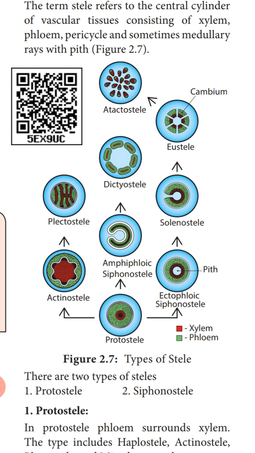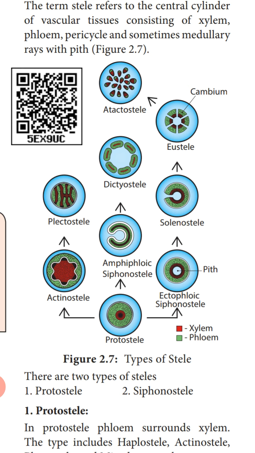So here in the center pith is present. Surrounding the pith, xylem is present. Surrounding that phloem is present. So again I say Solenostele, in the center pith is present, surrounded by the red color xylem, surrounded by green color phloem.